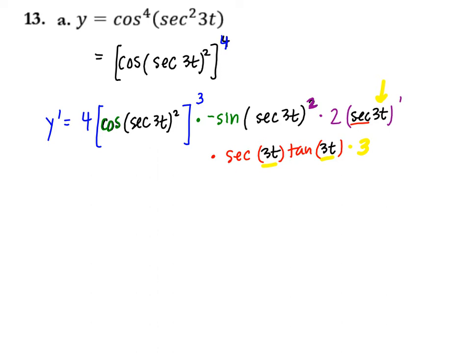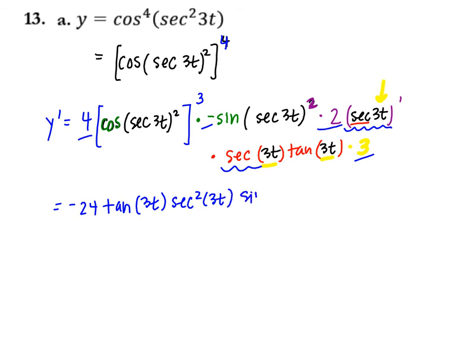Maybe we can clean it up a little bit, so check out the constant values. We have a 4, a 2, a 3, and a negative. So 4 times 2 is 8, times 3 is 24, so that's negative 24. Here's a secant of 3t and another secant of 3t, so that's like a secant squared. So let's write the tangent first. It has the lowest exponent, tangent of 3t times secant squared of 3t.